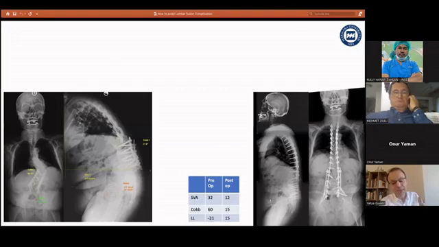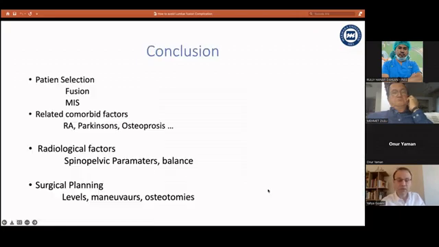There is no pain after the operations, but again, he has some minimal coronal imbalance, but he can walk easily now. And as a conclusion, patient selection is very important, because Professor Zileli and Professor Richards say for minimally invasive surgery and fusions, it is very, very important. I think one step is patient selection. If we select the wrong patients, we can easily see fusion complications.